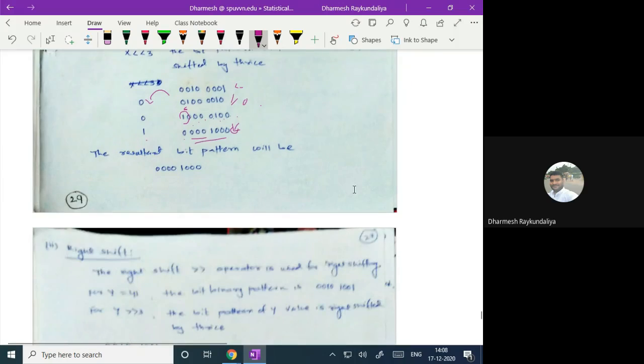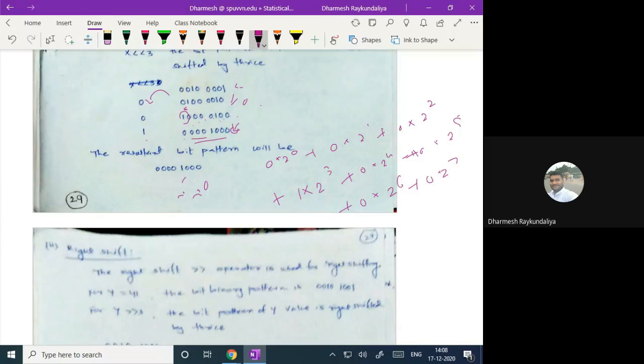And what will be the answer for the result pattern? 2 raised to 0, 2 raised to 1, that means 0 into 2 raised to 0 plus 0 into 2 raised to 1 plus 0 into 2 raised to 2 plus 1 into 2 raised to 3 plus 0 into 2 raised to 4 plus 0 into 2 raised to 5 plus 0 into 2 raised to 6 plus 0 into 2 raised to 7. Why? Because there are 8 bits. So you can see the last 4 are 0.